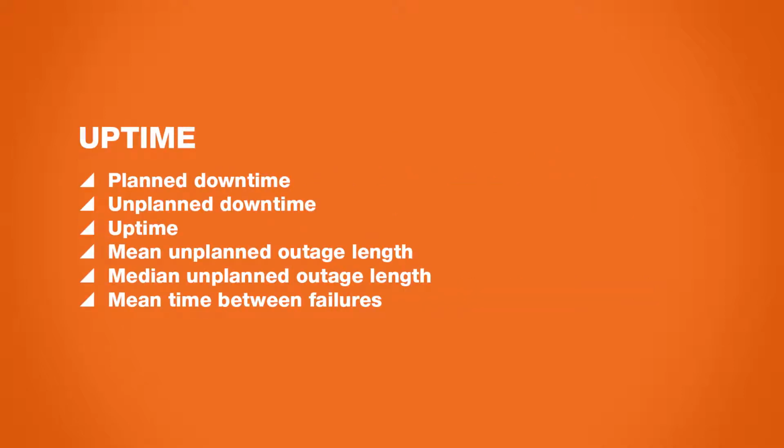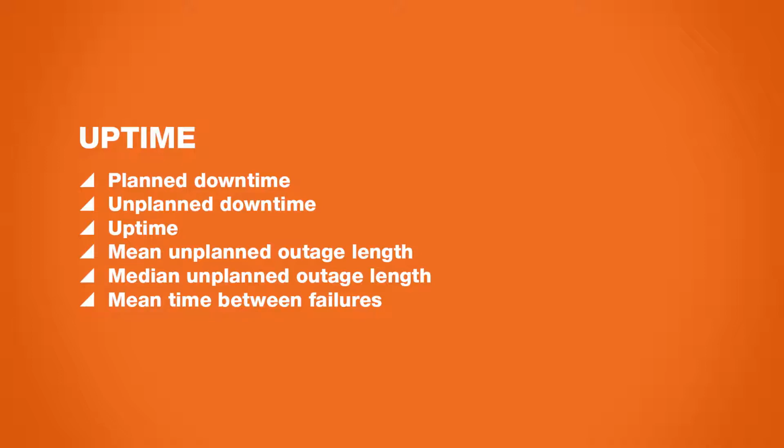Planned downtime is the total amount of time that resources were out of service due to regular maintenance. Unplanned downtime is the total elapsed time related to unexpected service outage. Uptime is the total time for a given period minus any unplanned downtime. Mean unplanned outage length is the total unplanned downtime divided by the number of outages.